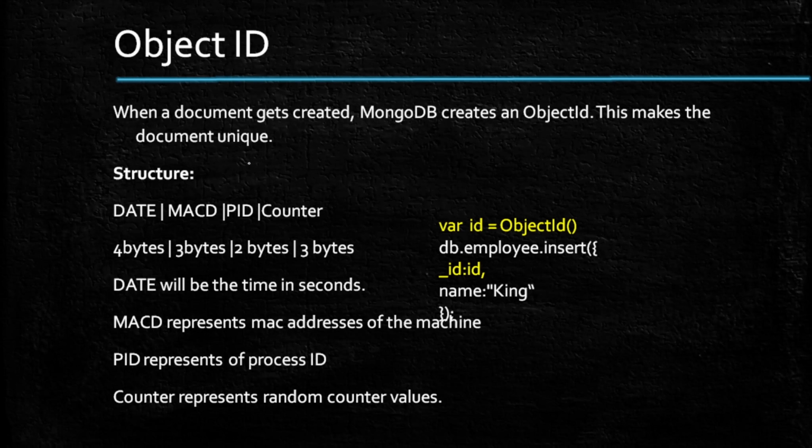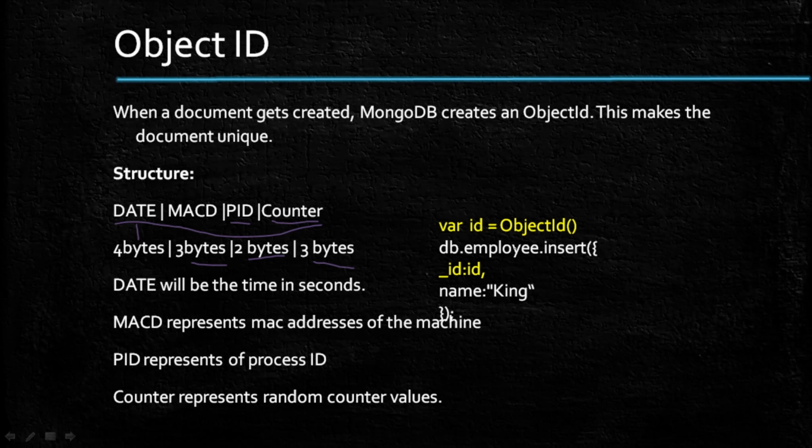It is a combination of some parameters used to create this object ID, and it is 12 bytes of data. It is a combination of date, MAC ID, PID, then counter. Date is 4 bytes, MAC ID is 3 bytes, process ID is 2 bytes, and counter is 3 bytes. The date is the time in seconds. MAC ID represents the MAC address of the machine. PID represents the process ID. Counter represents a random counter value. These four pieces of data combine to create an object ID.